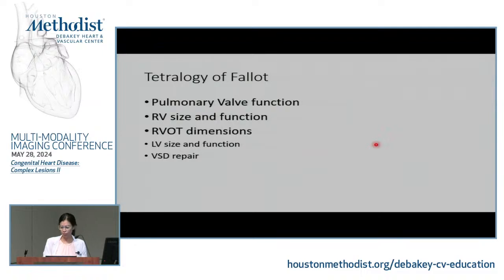Do we operate on all the patients that have repaired tetralogy of Fallot and severe pulmonary regurgitation? Yes or no? That's right, it depends. We fix it in patients who have symptoms, number one, because data shows that replacing the valve in patients who are symptomatic shows improvement.